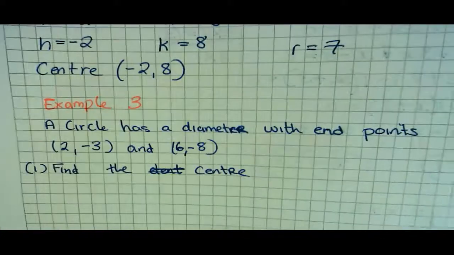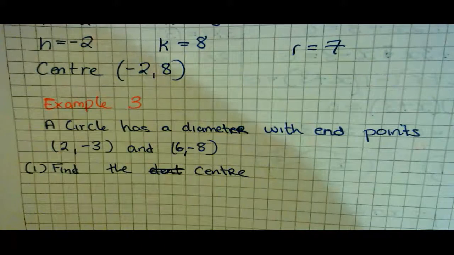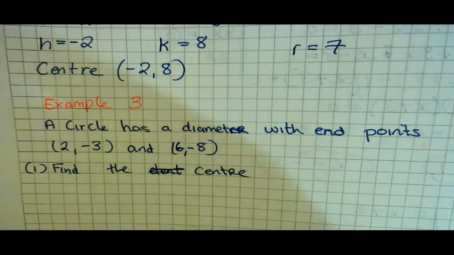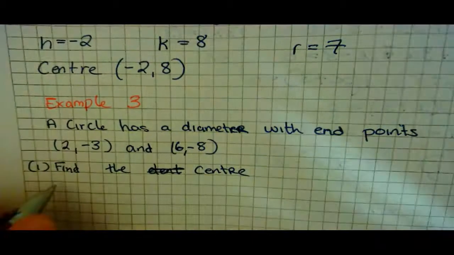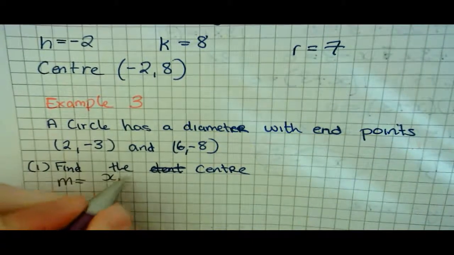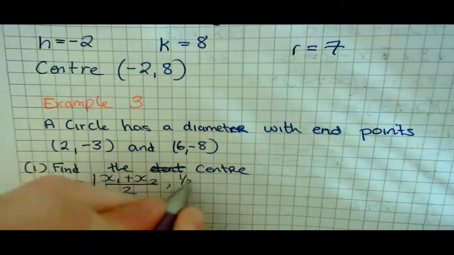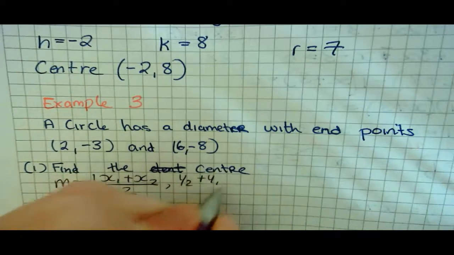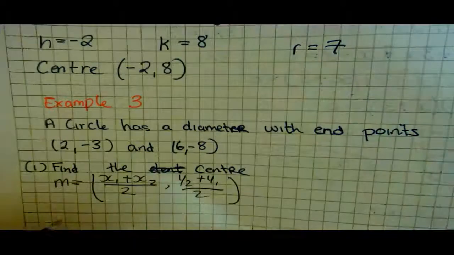Okay, so that's handy enough there, lads. If we just have a look at a third example there, we're told a circle has a diameter with endpoints 2, minus 3 and 6, minus 8, and we're asked to find the centre. So this is the diameter, so we know it goes through the centre of the circle, so we can just find the midpoint. So we can just use the midpoint formula there to find the centre point.